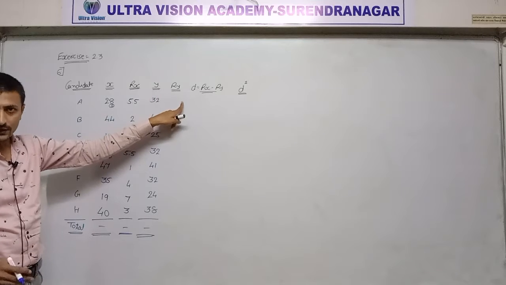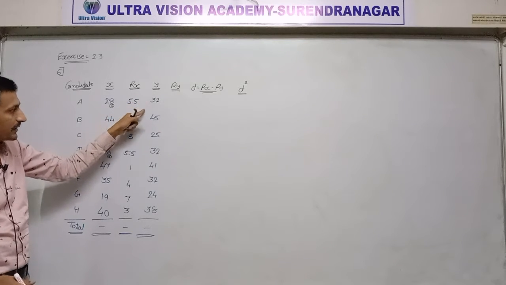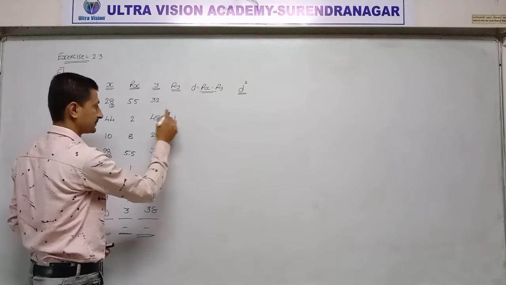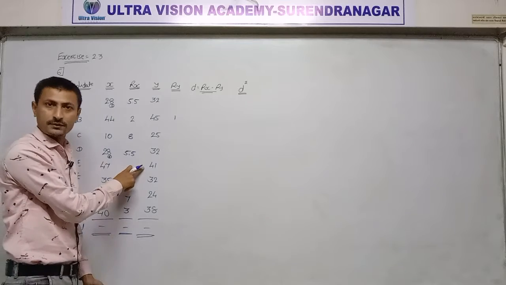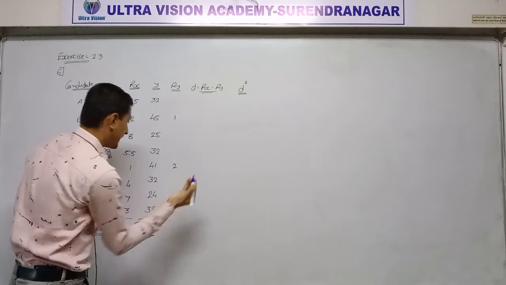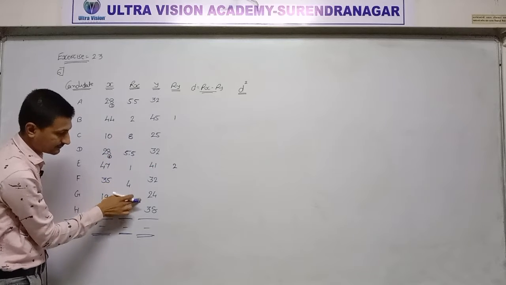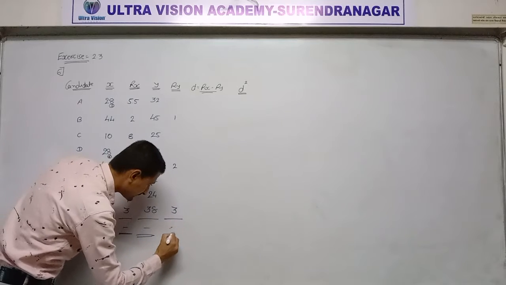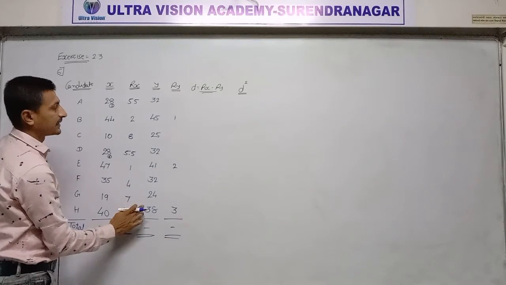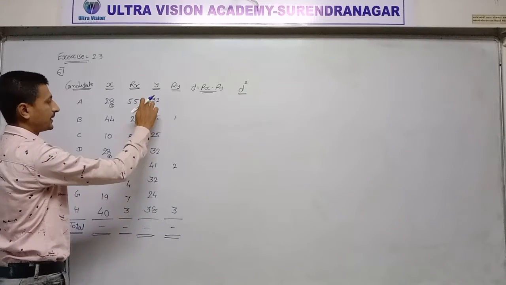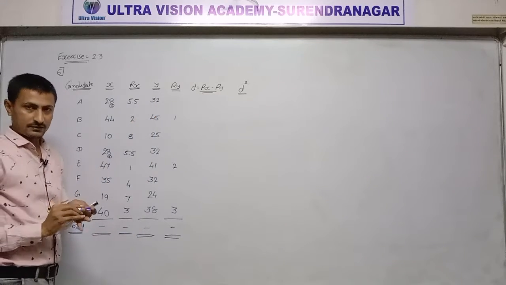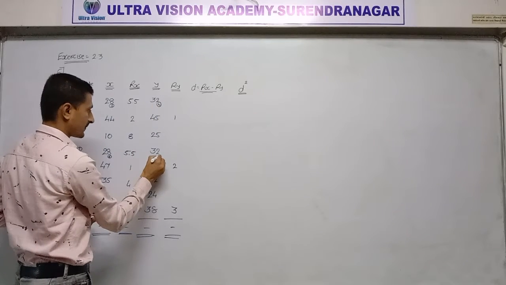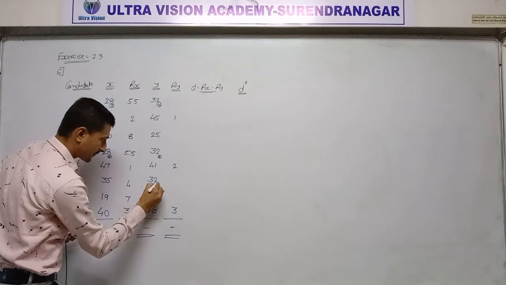Next, the rank of Y. The highest value of variable Y, check it: 45 is the first rank. Next, 41 is the second rank. Next, 38 is the third rank. Next, 32 is a 3-times repeated observation, so the ranks are 4, 5 and 6.